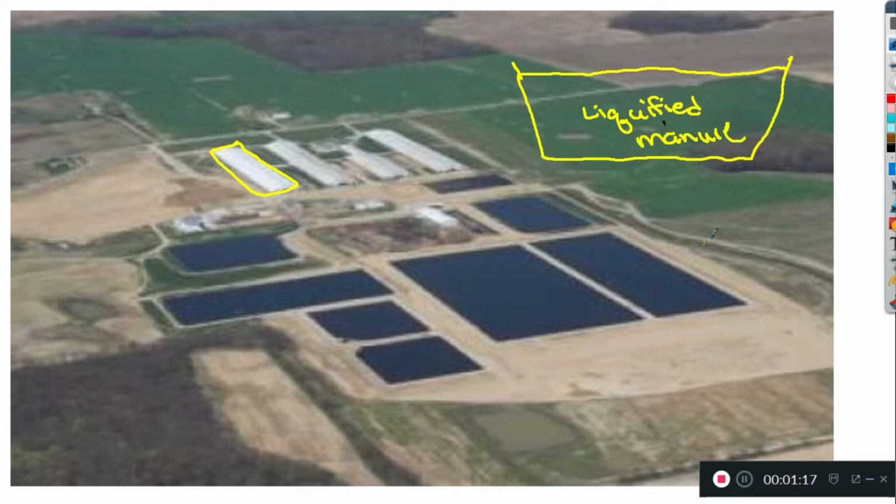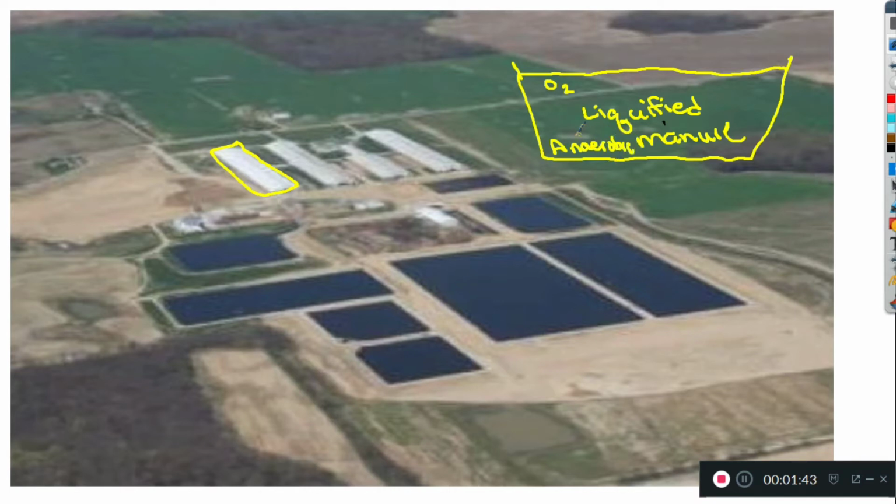Now, the good thing for it is they can pump that liquefied manure out, spray it on agricultural fields, and use it as a nutrient. But before they do that, as it's liquefying, it's starting to break down and decompose as well. There's organic material within that manure. As it breaks down, it's breaking down anaerobically. There's only oxygen at the very surface of this. There's no oxygen down here. So down here, it's going to be anaerobic.